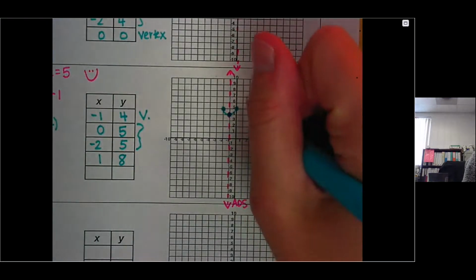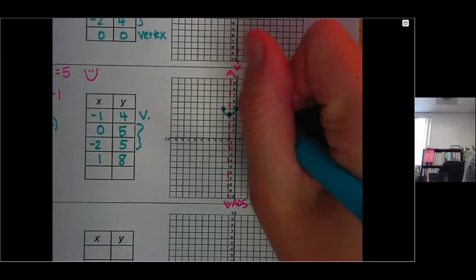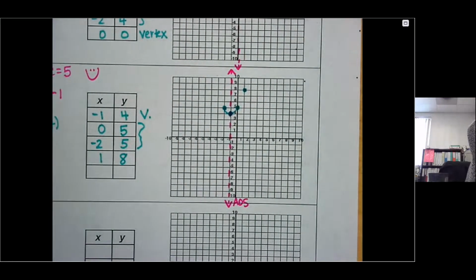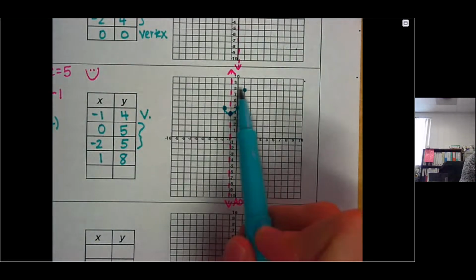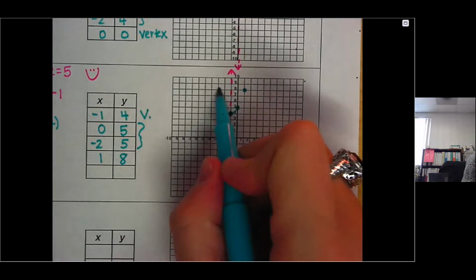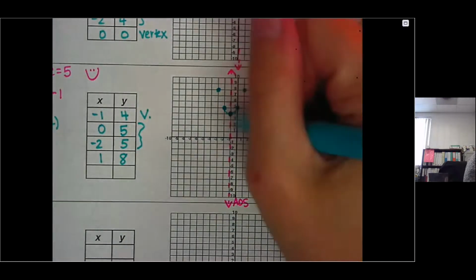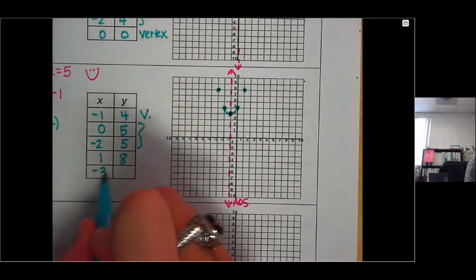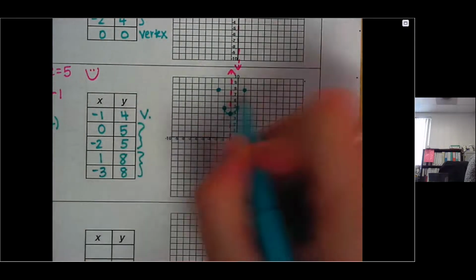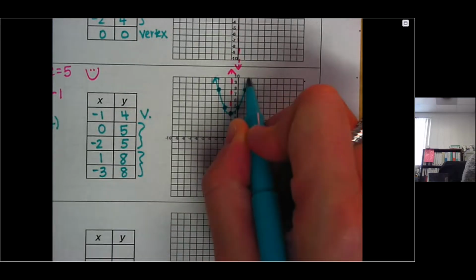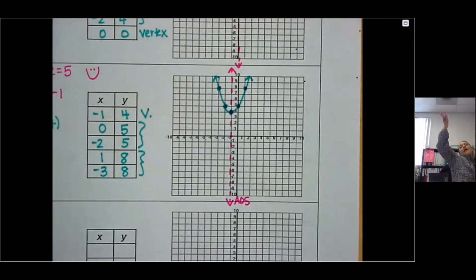So that's here. Okay, and then the mirror point should be the same distance away on the left. So what would be the mirror point? (-3, 8). Perfect. And you're done. Good job. And then just don't forget to continue the graph because a quadratic goes on forever and ever and ever and never stops.